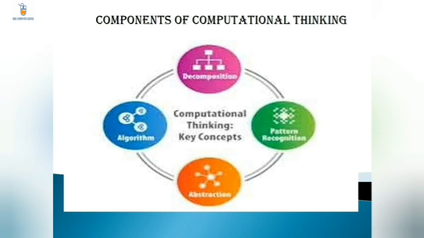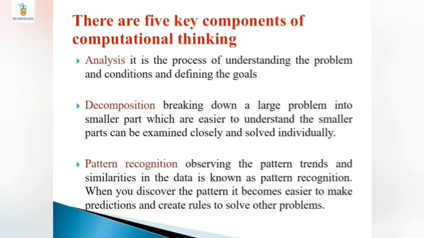Now let us discuss all the factors involved. There are 5 key components involved in computational thinking. First one is analysis. It is the process of understanding the problem and conditions and defining the goals. Second is decomposition. Decomposition means breaking down a large problem into smaller parts which are easier to understand. So the smaller parts can be examined closely and solved individually.